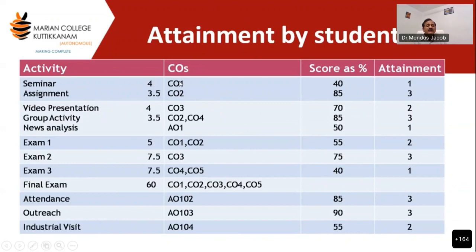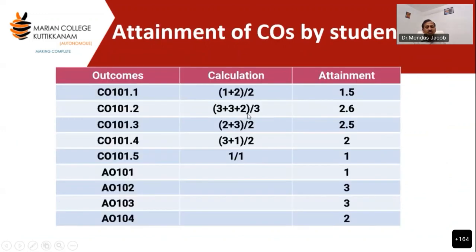CO2 assignment: the assignment is mapped to CO2 and the attainment is 3. Here you can see group activity, CO2 is there and the attainment is 3 again. And for H1 also CO2 is there, attainment is 2. That means we have 3 for assignment, again 3 for group activity, and again H1, 2. So 3 plus 3 plus 2 divided by 3. I'm taking only the simple average in this case. So the attainment is 2.6.